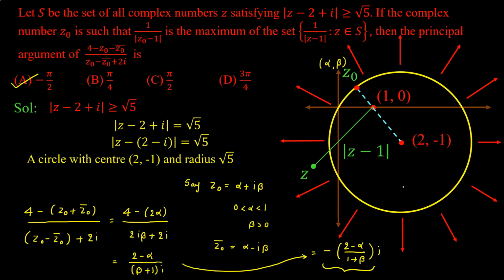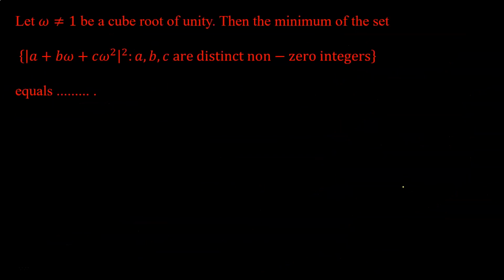Okay, now let us look at the next question. The next question is this: omega not equal to 1 be a cube root of unity, then the minimum of this set, where a, b, c are distinct non-zero integers. So we want to find the minimum value of this. a, b, c are distinct non-zero integers.